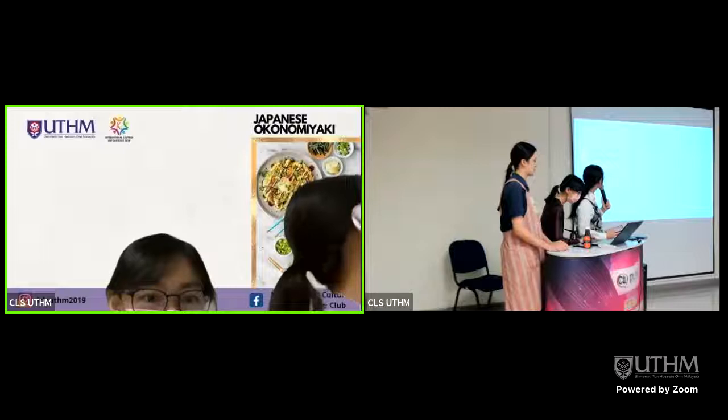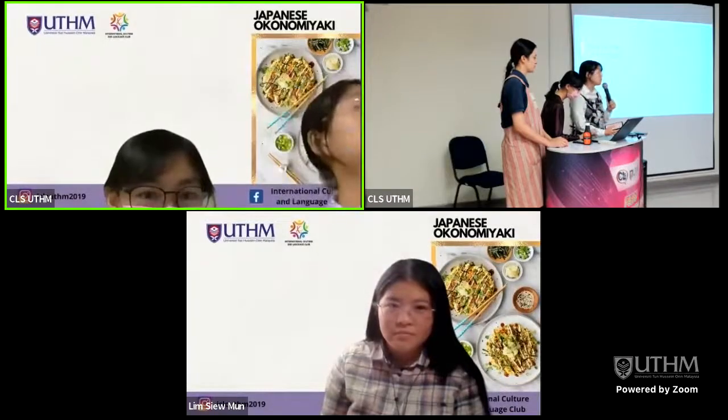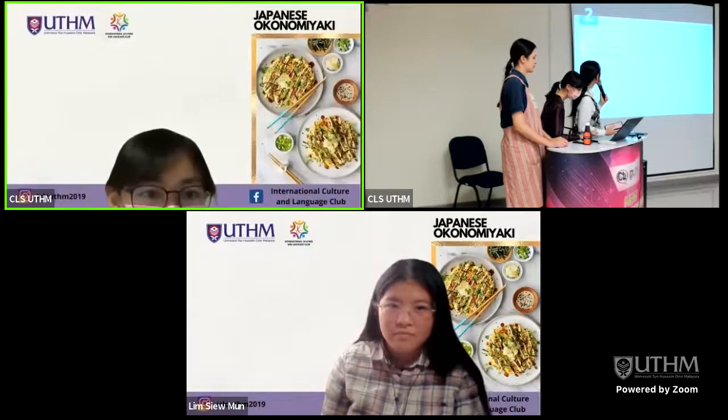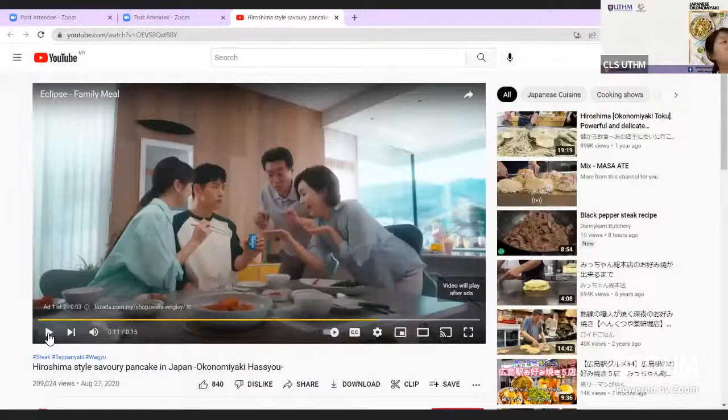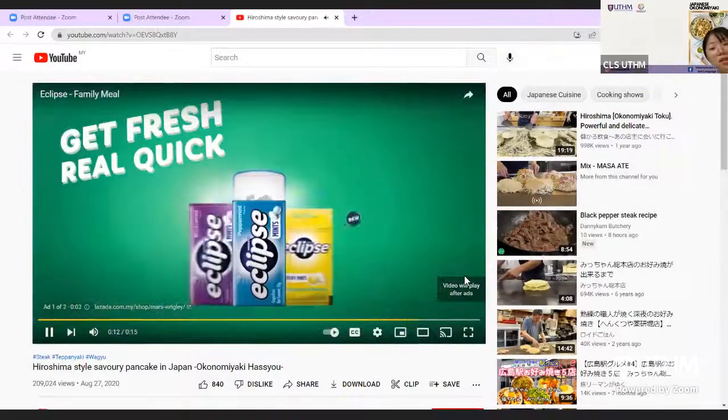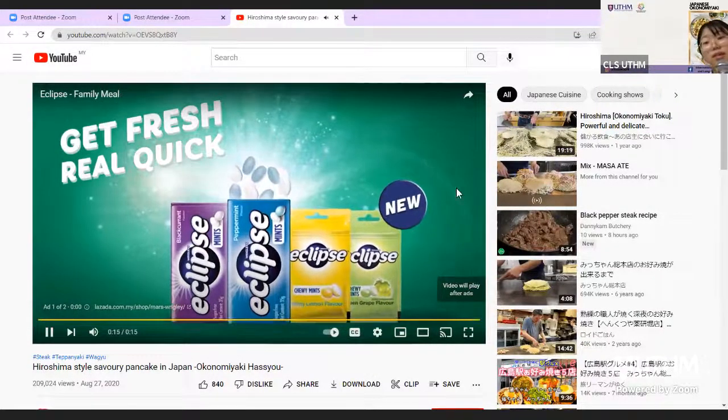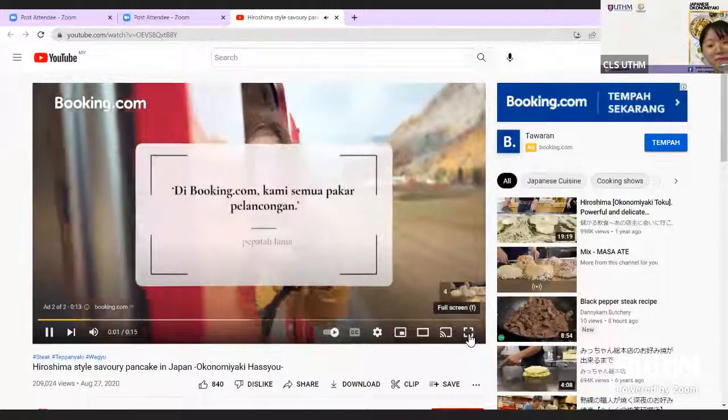Okay. I will show you how to make Hiroshima style okonomiyaki. This is one of the restaurant dishes. Hiroshima style okonomiyaki.